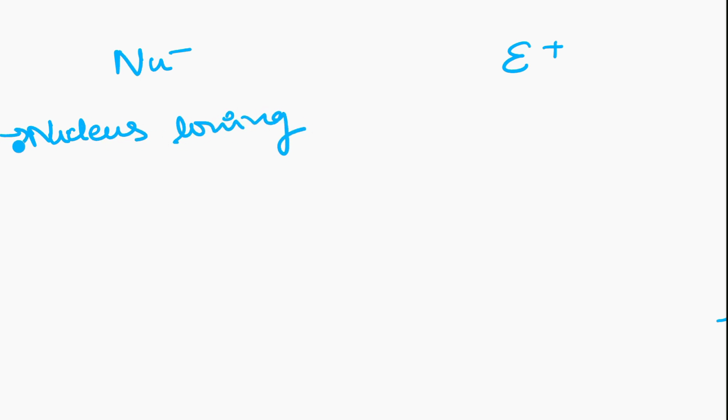So I will tell you nucleophile and electrophile. So nucleophile is the species which is nucleus loving, and electrophiles are those species which are electron loving, which means nucleophile loves proton, positive charge, and electrophiles are those species which love negative charge. Now let me tell you some examples of the nucleophile.